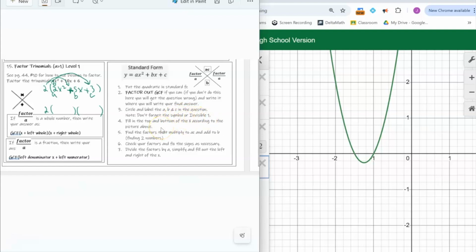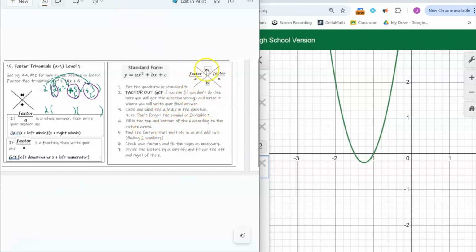Okay, so what it's saying is, let me change my color real quick, that I take the symbol with whatever the number is. And if there was a 1 there or nothing, it'll be an invisible 1 because it does exist. All right, fill out the top and the bottom of the x according to the picture.